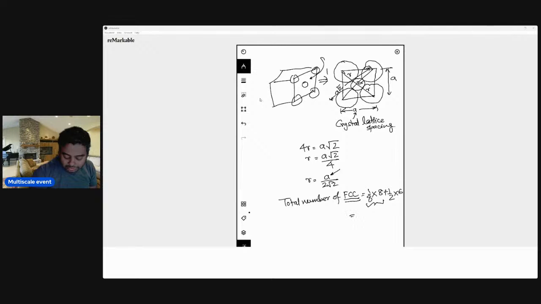So basically, you are getting one atom from the corner contribution and three atoms from the faces. So you're talking about a total of four atoms over here. We know the atomic radius, and we know the volume of the cube. The volume of the cube is nothing but a cubed of this entire cubic structure. And we know that there are four atoms inscribed inside this cubic structure.